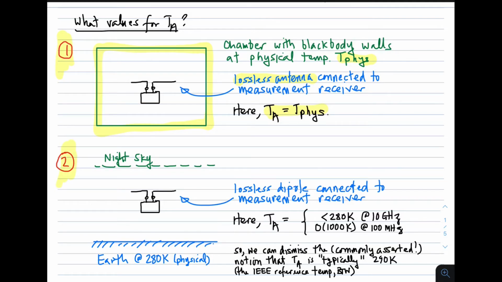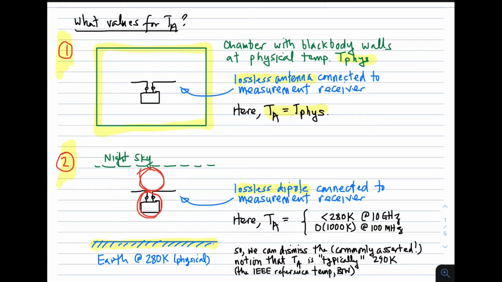The second scenario, to preview possible values of T sub A, goes like this. We have a lossless dipole. I want a dipole because I want something which has a pattern which is symmetric vertically. So the pattern of this dipole is a dumbbell shape which has equal directivity in the up direction and the down direction. So I have a lossless dipole connected to the measurement receiver. This dipole is suspended in the air, and below the dipole we have Earth at 280 K physical.